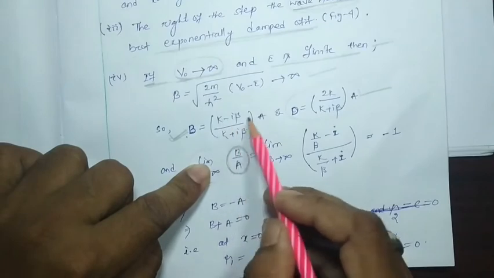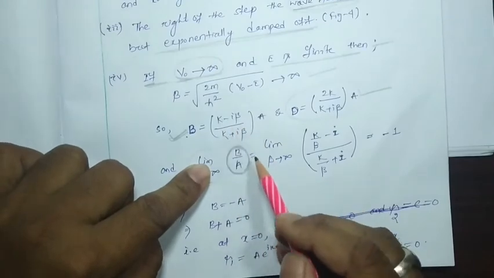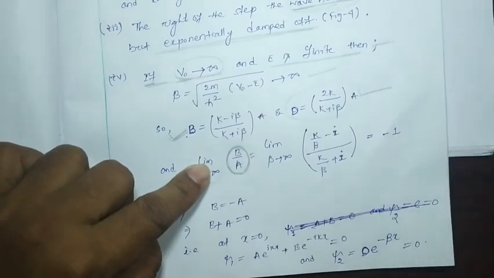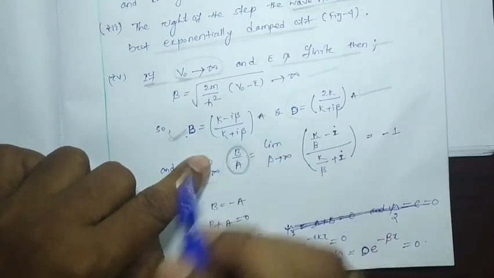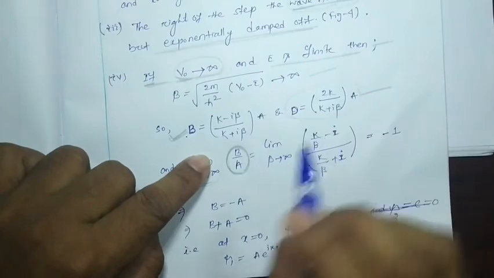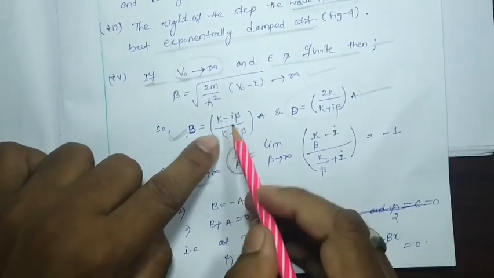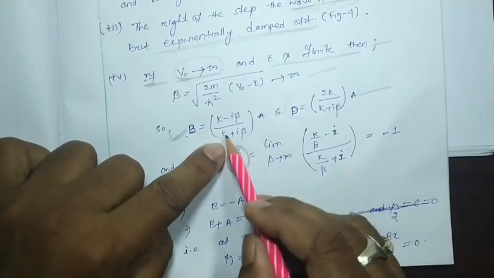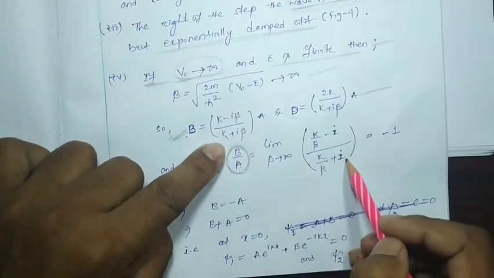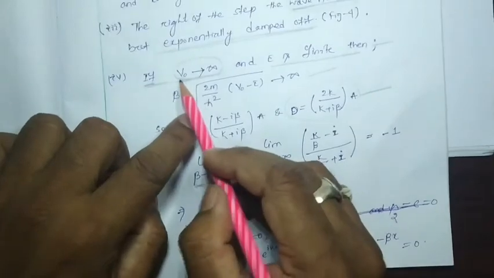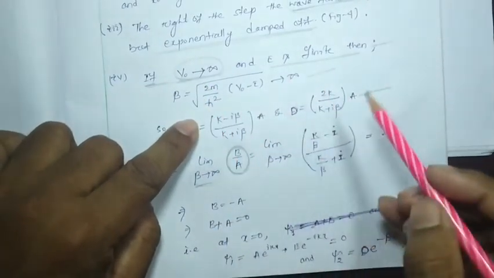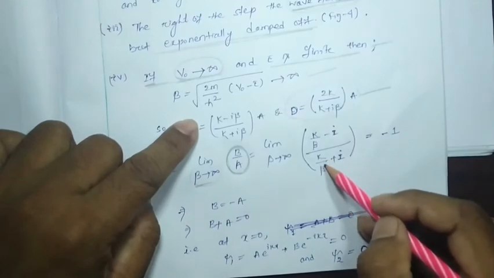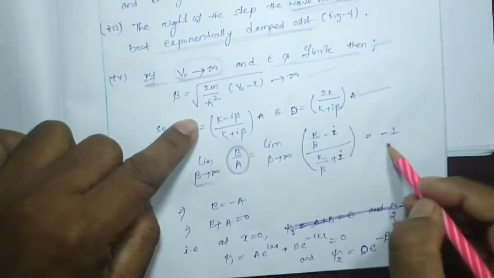Now just divide by beta in each term. Then what are we going to get? K by beta minus i, over K by beta plus i. For this case, beta is infinite, right? So K by beta will be 0 here and here. So it will be minus i by plus i, which is minus 1.